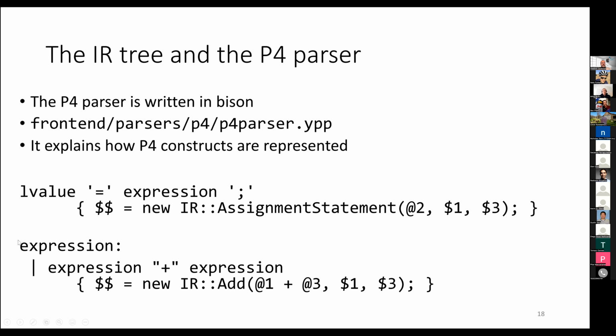And also the expression production. An expression could be, for example, expression followed by plus sign followed by another expression. You can see that once you see such a production in your grammar, this will generate an add node. So suddenly you have an explanation that the plus converts into an add node in your intermediate representation. And the two expressions, the left one and the right one, are the arguments to the add constructor.